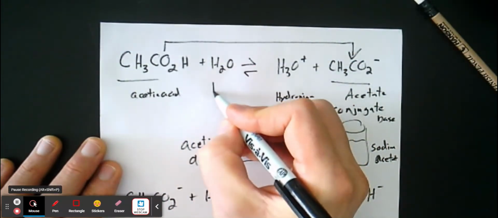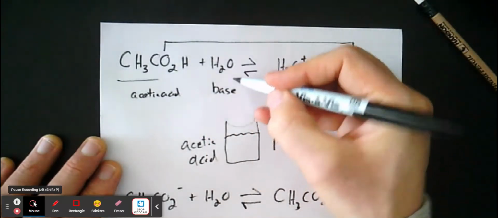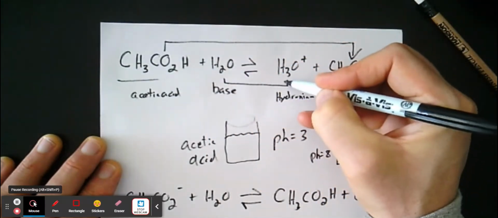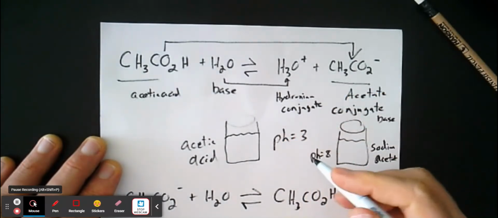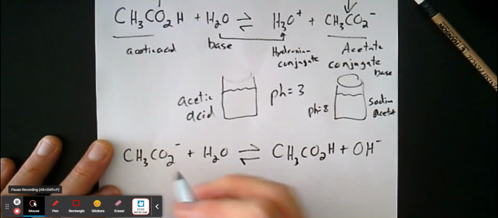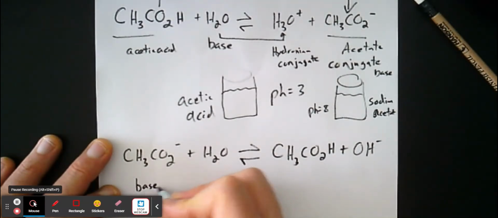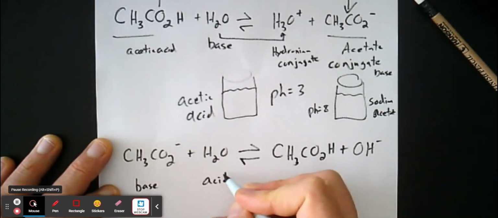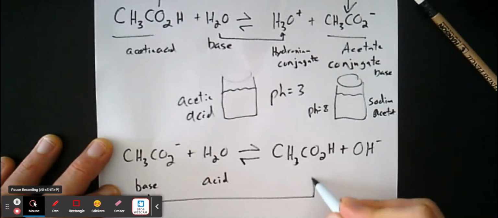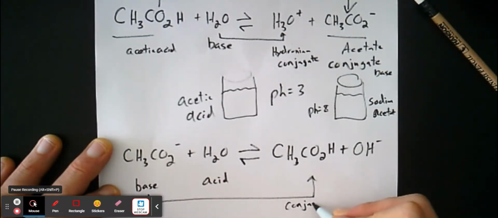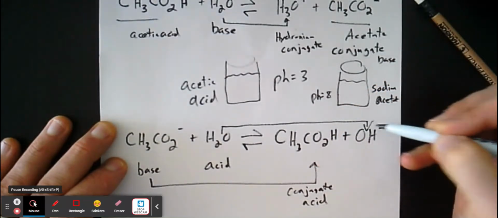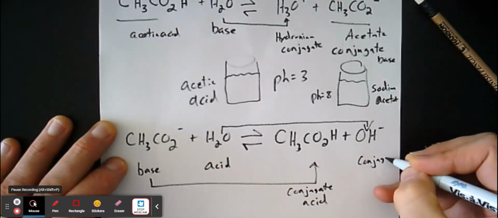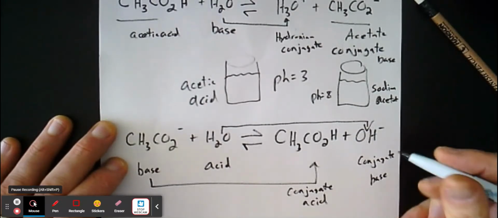Here, in this case, water is acting as a base, and its conjugate acid is hydronium. And then down here, here's my base. This is my acid, and this becomes this. This is my conjugate acid. And here is my conjugate base.